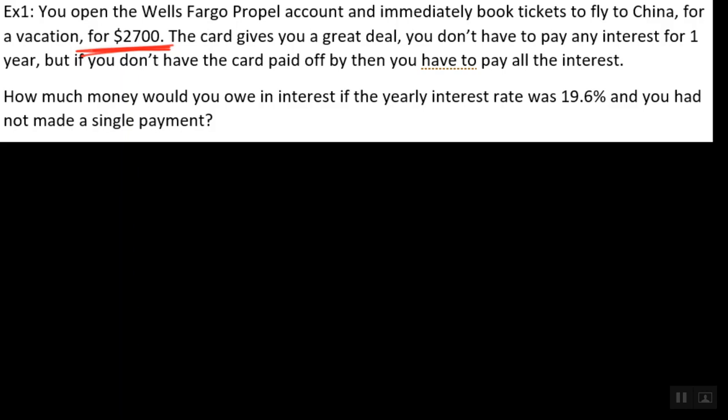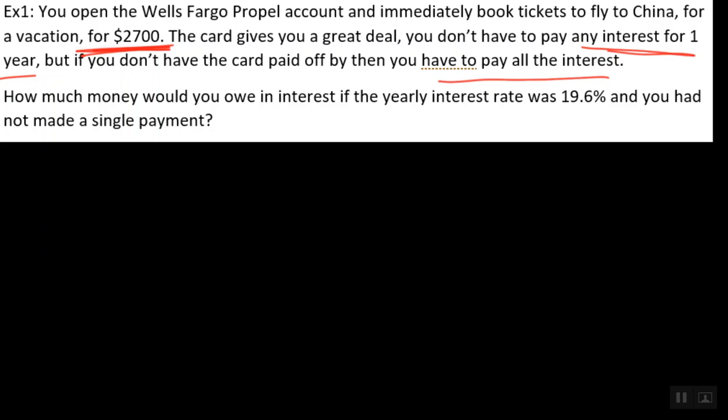The card gives you a great deal. You don't have to pay any interest for 1 year. In fact, guys, a lot of credit cards will do this for you. They'll say you don't have to pay any interest for the first 12 months, knowing full well that by the end of that year, you will not have paid off that card. You'll still owe money on it, and now they have you hooked. But if you don't have the card paid off, then you're going to have to pay all of the interest.